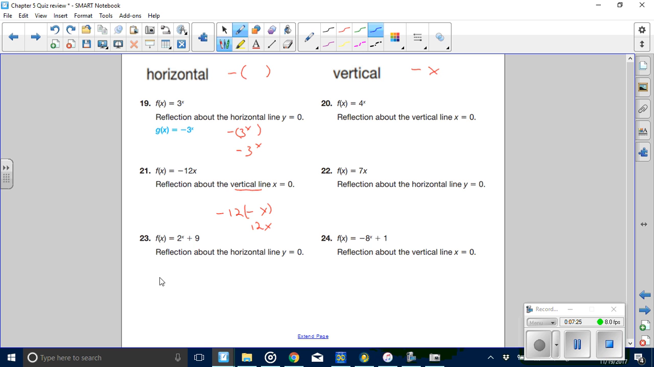Okay. Now let's look at 23. With 23, we're going to use parentheses because it's horizontal, and we want to do a negative toward the whole thing here. So we're going to take our 2x plus 9, apply the parentheses, put in the negative, and we'll have a negative times 2 to the x plus 9. And that's the answer. Now you could distribute and change the signs here, or you could just leave it like this.